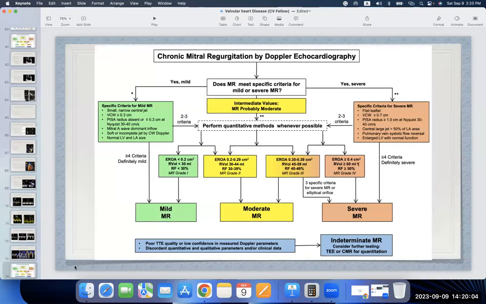So again, this is the criteria, as I mentioned. You look for the specific criteria for severe, look for the specific criteria for mild, and if the patient has 4 or more of either, you will say this is severe or mild. But if it's not, you will start the quantitative method.